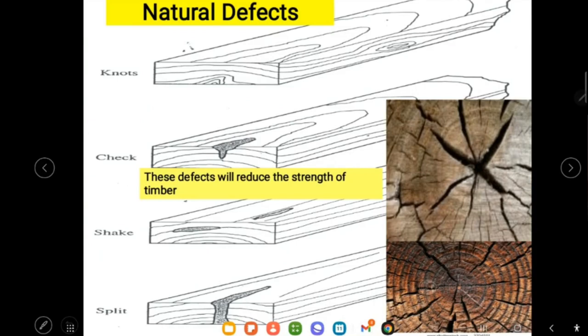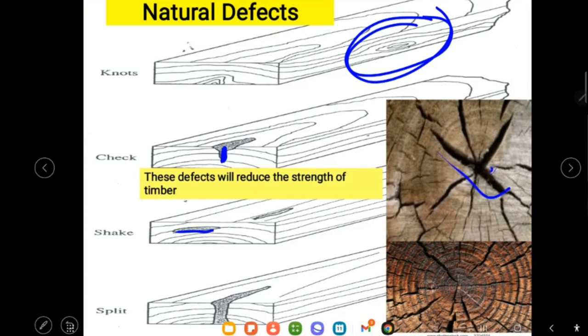And then we have some sort of knots. When you have tree branches, when you cut off the branches, it will leave something like this. So this is also considered as natural defects, one type of the defects. We call this knots. And then we have check, like I mentioned earlier, check happens crossing the annual rings, and then check is parallel to the rings. So this is check, for example.